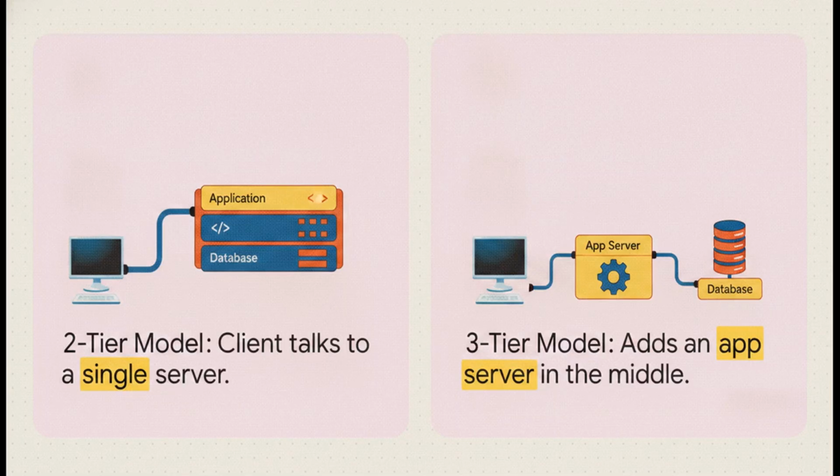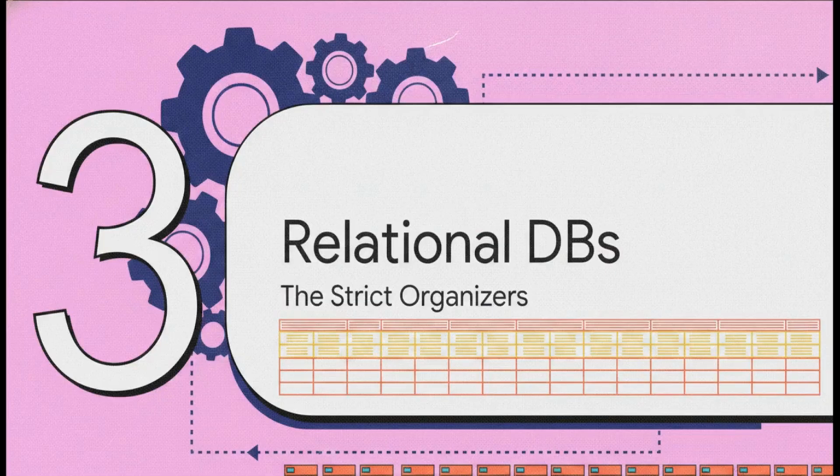Now, this dynamic builds into a couple of different structural models. First, we have the standard 2-tier model, where the client talks directly to a single server that handles both the logic and the data. Pretty straightforward. But look at the 3-tier or N-tier model. This adds a dedicated application server right smack in the middle. By putting this sort of bouncer between the application logic and the database storage, you get significantly better security and incredible flexibility. Next up, Section 3, Relational Databases, the strict organizers.